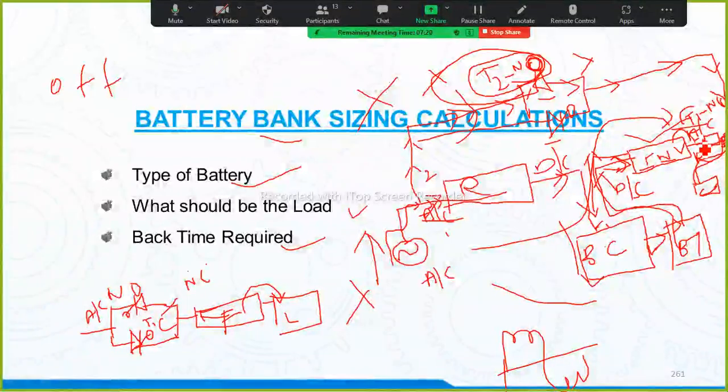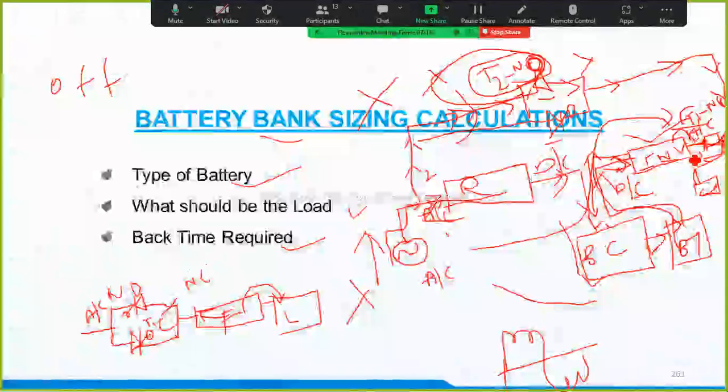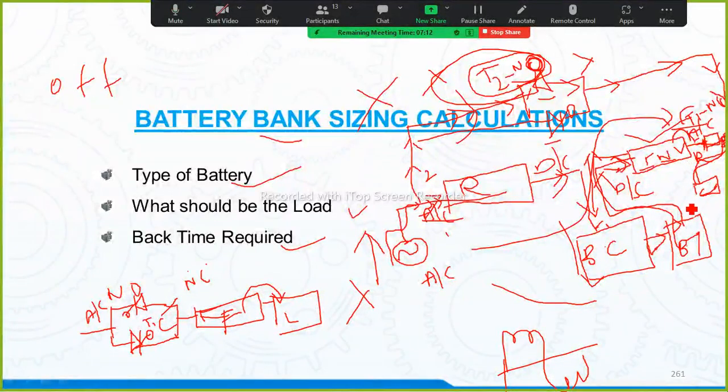So this is called online UPS or double conversion UPS, where there is no short interruption of the power for a second. That is why it is called online UPS. Am I clear?